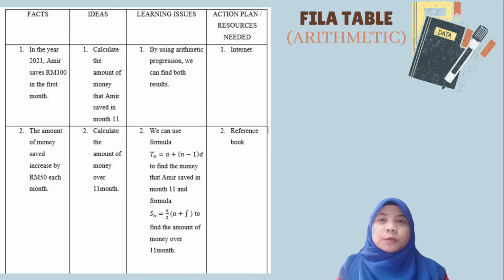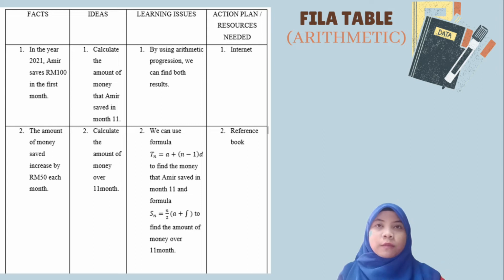For learning issues, number 1, by using arithmetic progression, we can find both results. Number 2, we can use the formula Tn equals A plus n minus 1 multiplied by D to find the money that Ahmed saved in month 11, and the formula Sn equals n over 2 multiplied by A plus L to find the amount of money over 11 months. For action plan or resources needed, the first is the internet and reference books.